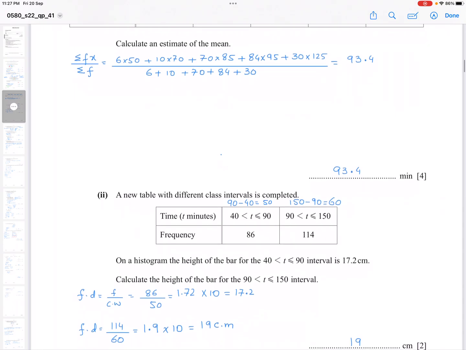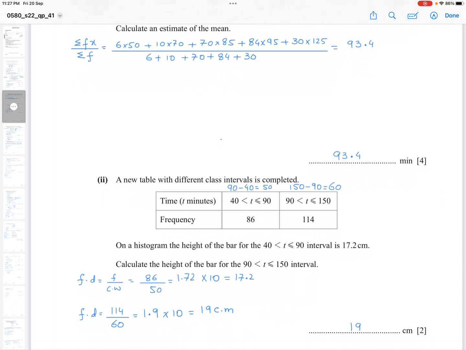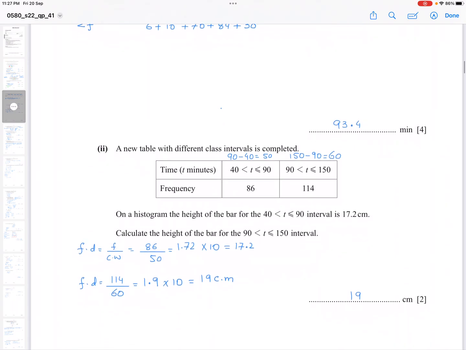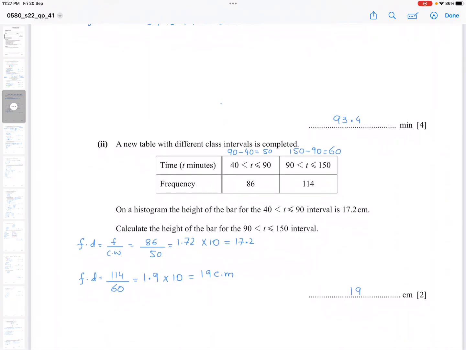In the second part, a new table with different class intervals is completed. On a histogram, the height of the bar of the 40 to 90 interval is 17.2 centimeters. Calculate the height of the bar for the 90 to 150 interval. So calculate the frequency density. Frequency density is frequency divided by class width.